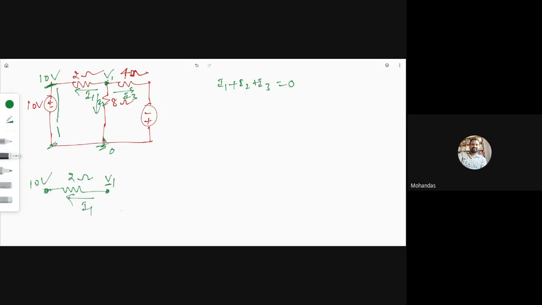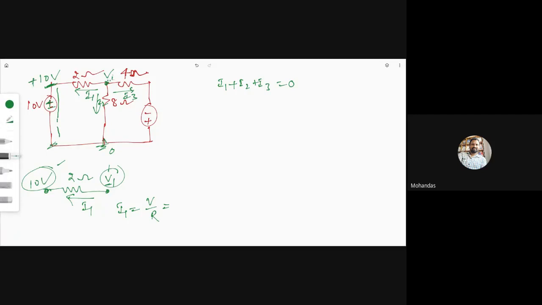In this case, how to write the I1 current? I1 equal to, actually the formula is V by R, but here we have two voltages. Then you have to write the potential difference. Potential difference means voltage difference, the difference between this one and 10. And you have to consider this polarity also, this plus. This polarity plus means here also there is a plus.